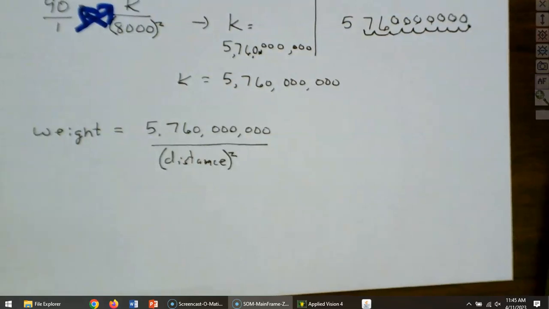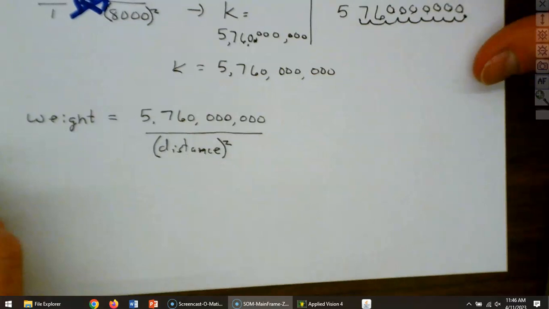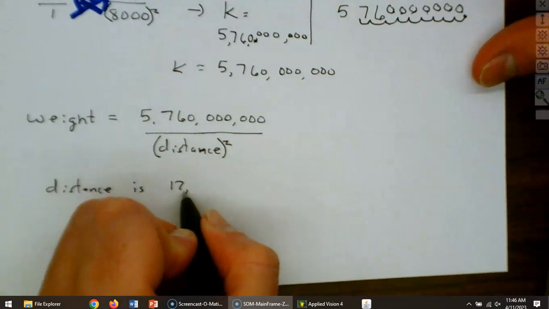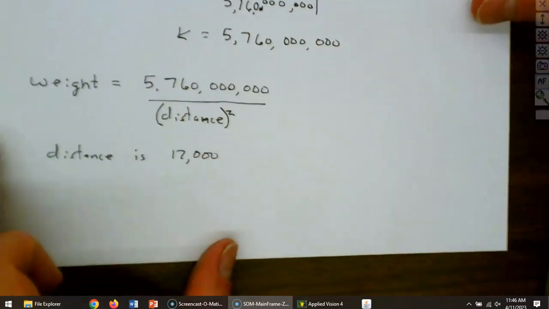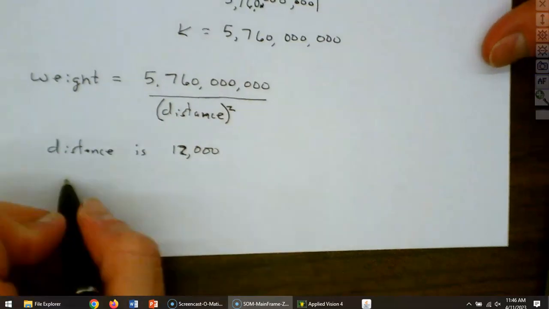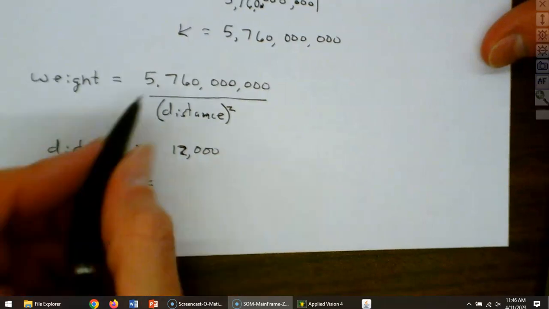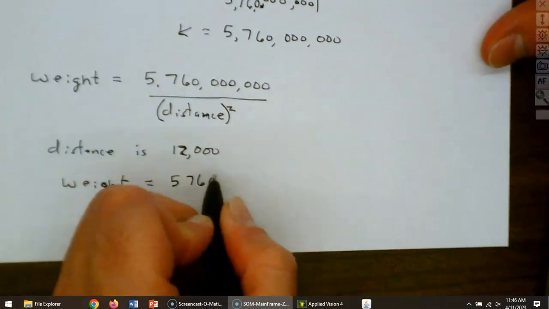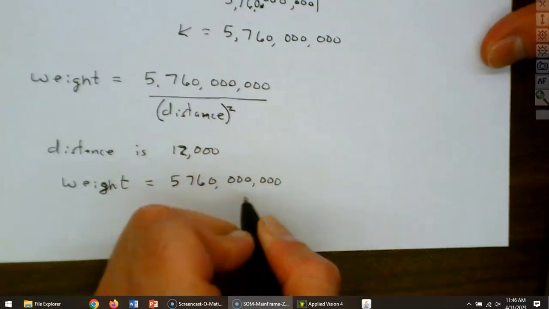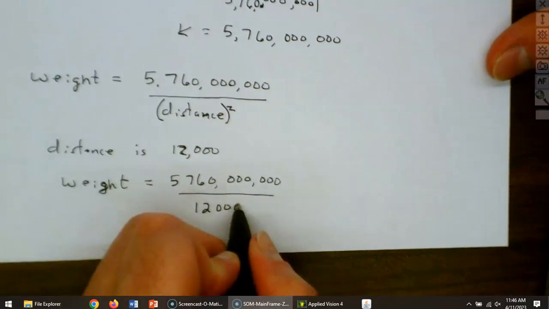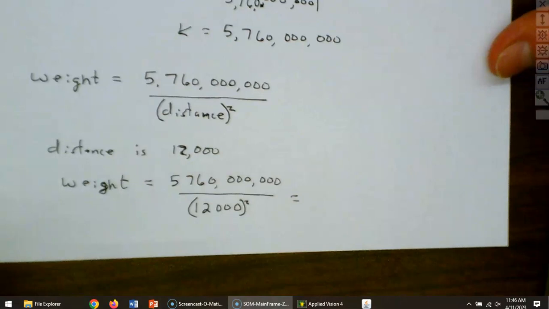I'll just use standard notation, so it's, I think, less confusing for a lot of students. Now, what do we want? Okay. Well, we want to find the weight. And our distance is 12,000. This is 12,000 miles from the center of the earth. So what's our value look like? Well, our weight is going to be this huge number here. And you can even just keep it in your calculator. And we're going to divide that by our 12,000 squared. And let's see what we get.